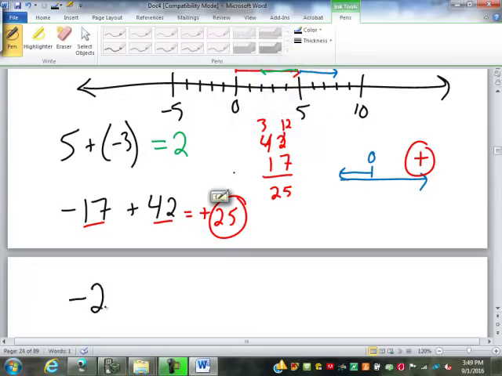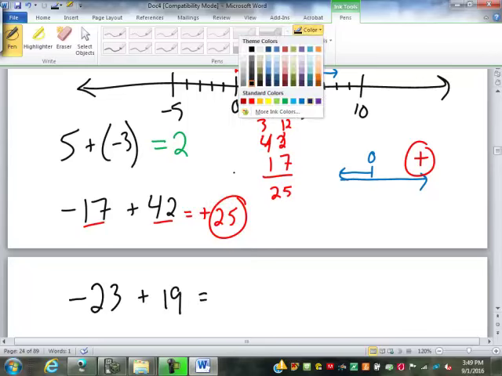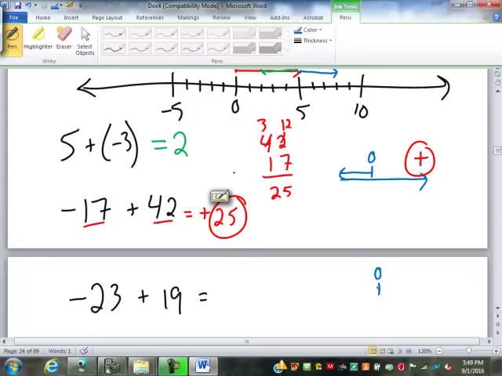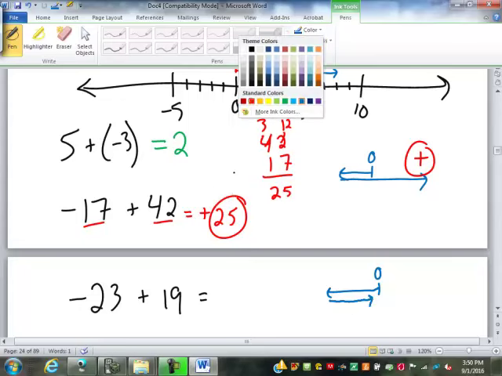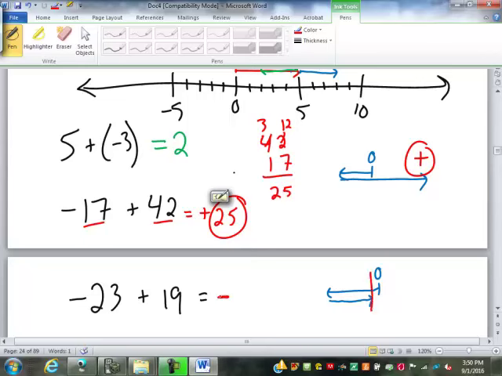I might have a negative 23 plus 19. So I'm going to get a similar picture. Here's 0. Negative 23 goes in the negative direction. Positive 19 goes the opposite direction. Is it longer or shorter? It's shorter, yes, slightly shorter. So this tells me that I ended up on the negative side of 0. So my answer is negative. The arrows are still going opposite directions, so my result is the difference in values. The difference between 23 and 19 is 4. So again, negative 4.